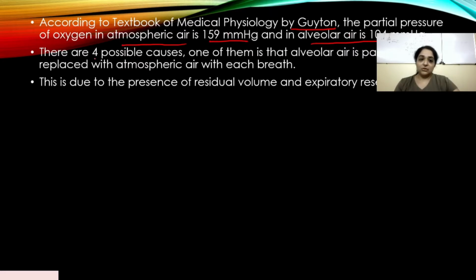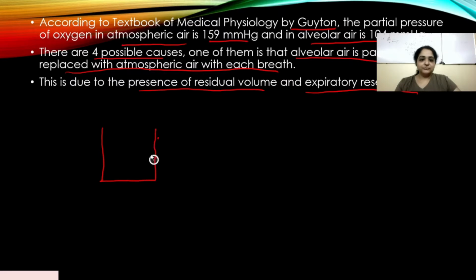Now, there are 4 possible causes why this happens, but we'll deal with only one of them in this particular case. One of them is that alveolar air is only partially replaced with atmospheric air with each breath, and this accounts for the low partial pressure of oxygen in the alveolar air. And this is due to the presence of residual volume and expiratory reserve volume in a normal breathing mechanism. Now in our case, just for example, we have residual air here. I'll draw it a little bigger.